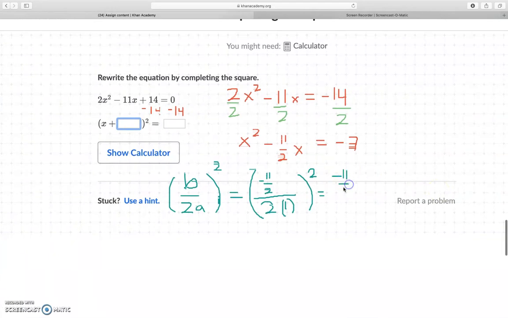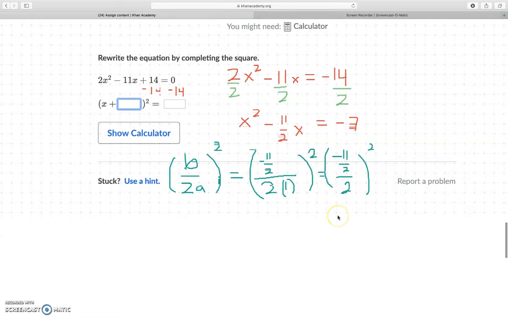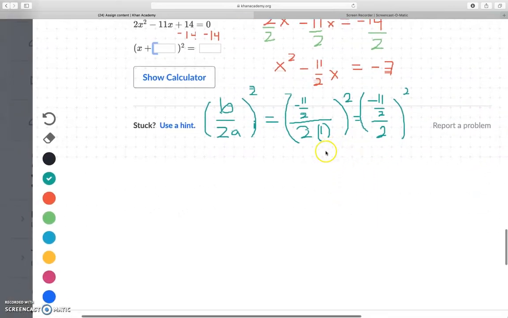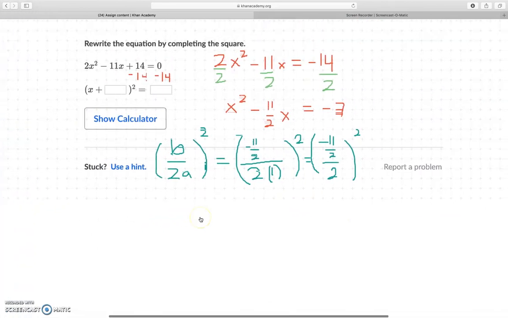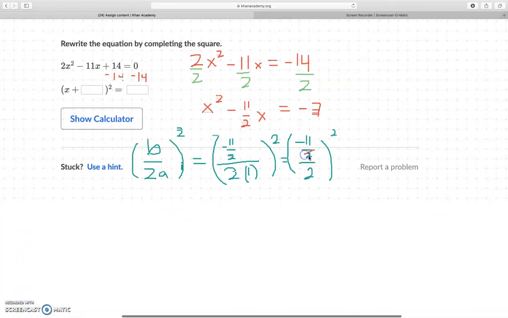-11 over 2 divided by 2, squared. I don't know if you remember how to divide 2 fractions, but pretty much this eliminates, okay? 2, 2. Because you multiply by the reciprocal, which is 2 over 1. And then that 2 cancels out that 2. So you're just left with -11. So in here, you're going to have -11.